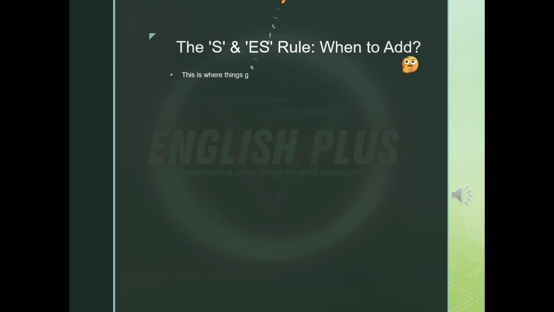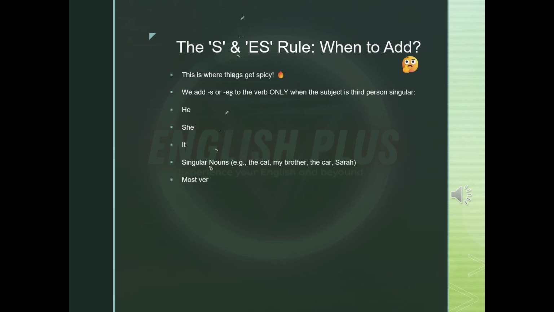Now for the most common mistake learners make, adding s or es. You only do it with he, she, it, or a singular noun like my dad. Most verbs just add s, but some need es.